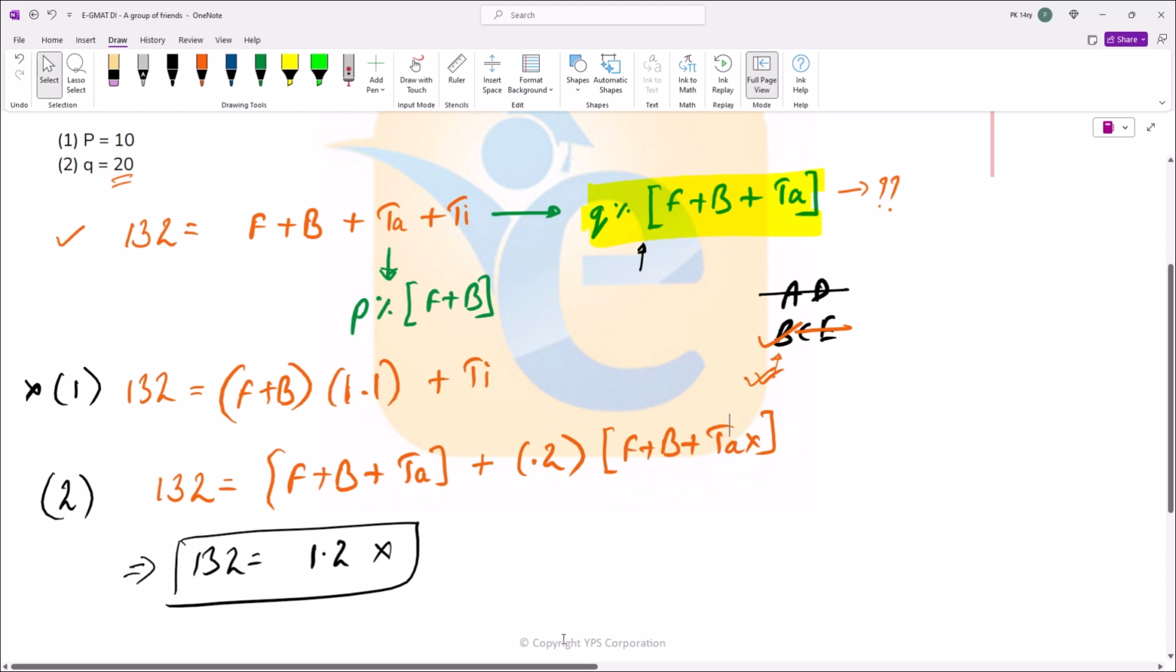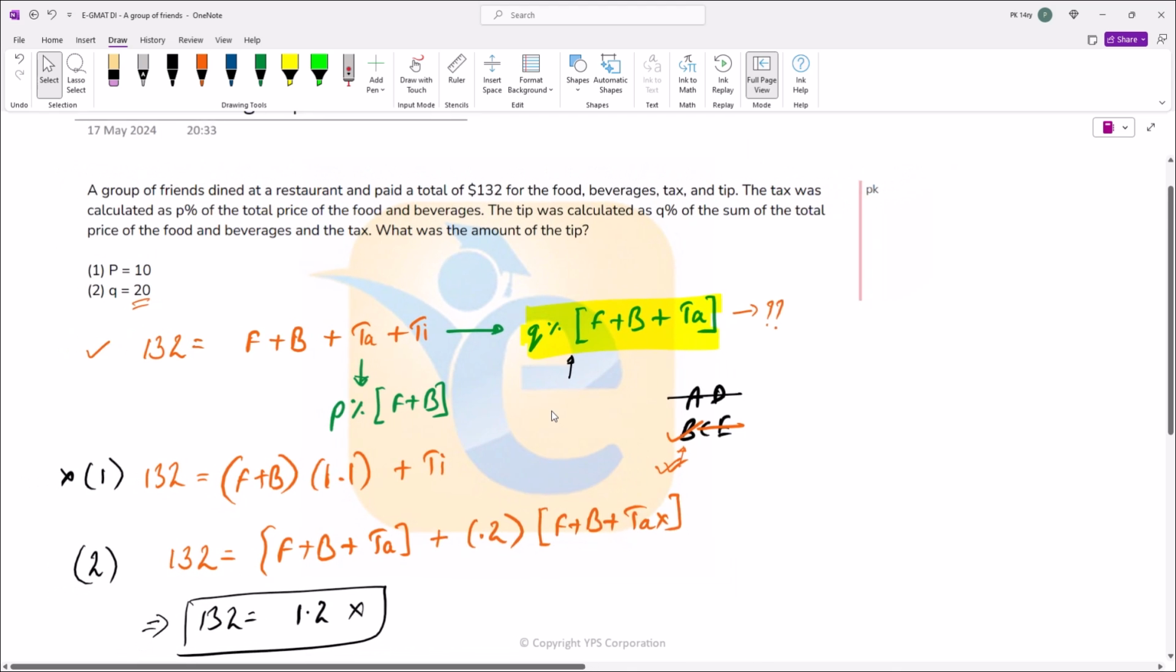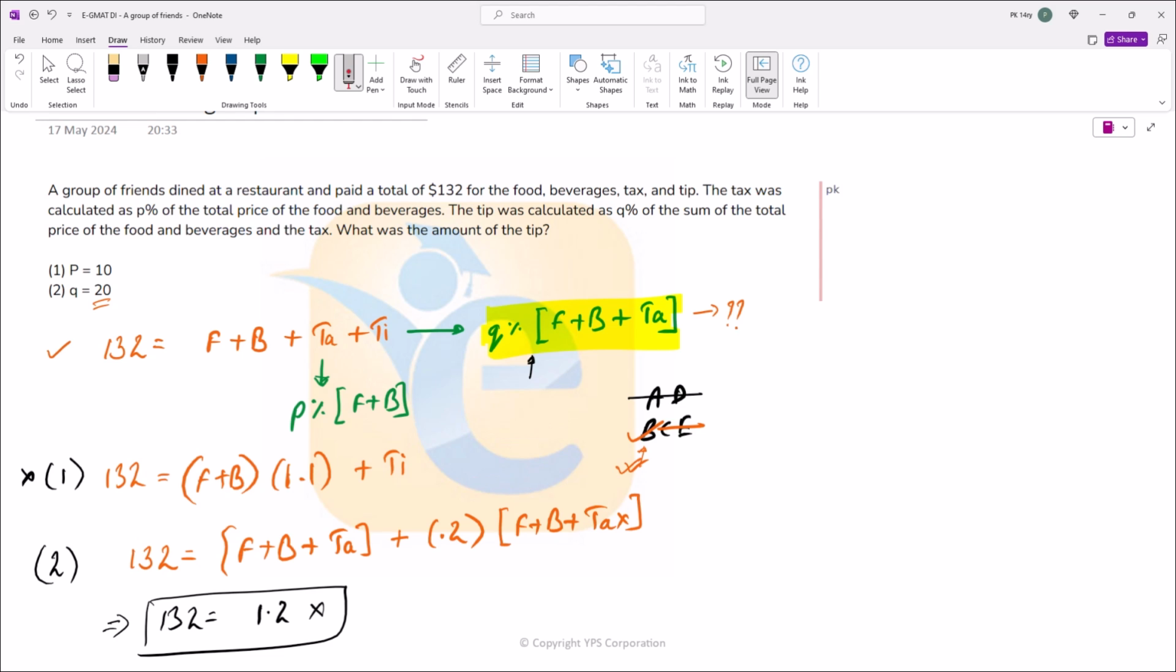So yeah, that was the question, guys. Hope you enjoyed the solution and learned something new. One of the most important things here was that you should not write several equations and try to solve them. Because in data sufficiency, you never need to solve the equation, you only need to tell whether it is sufficient or not. So always keep that in mind.